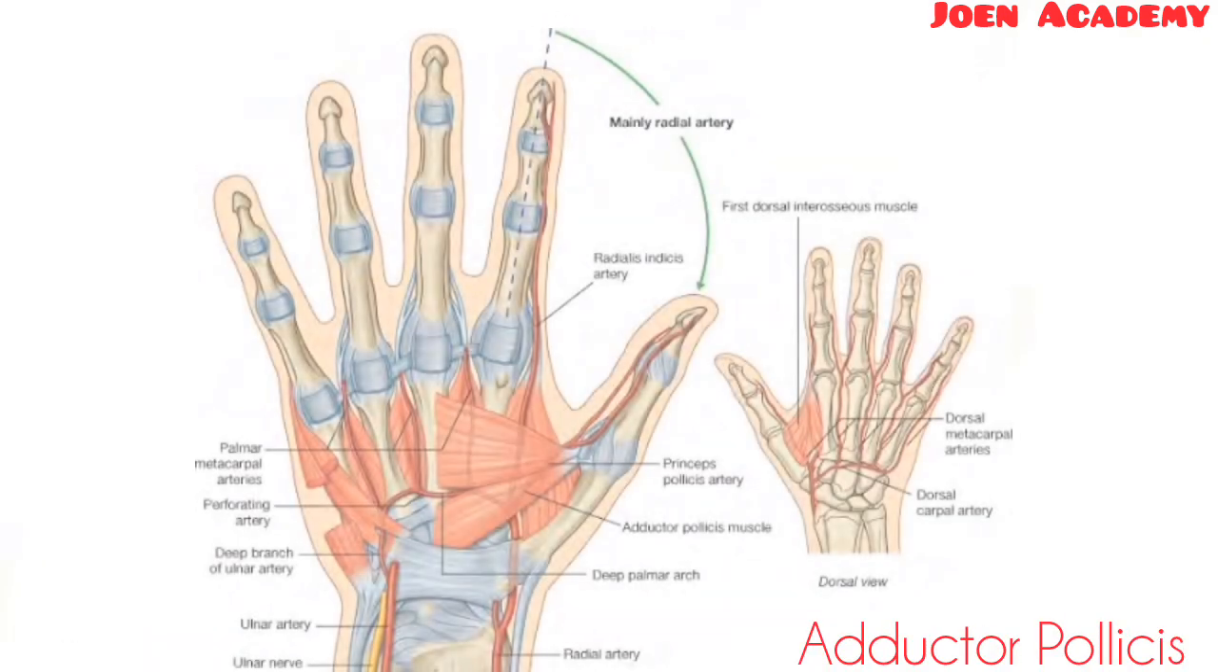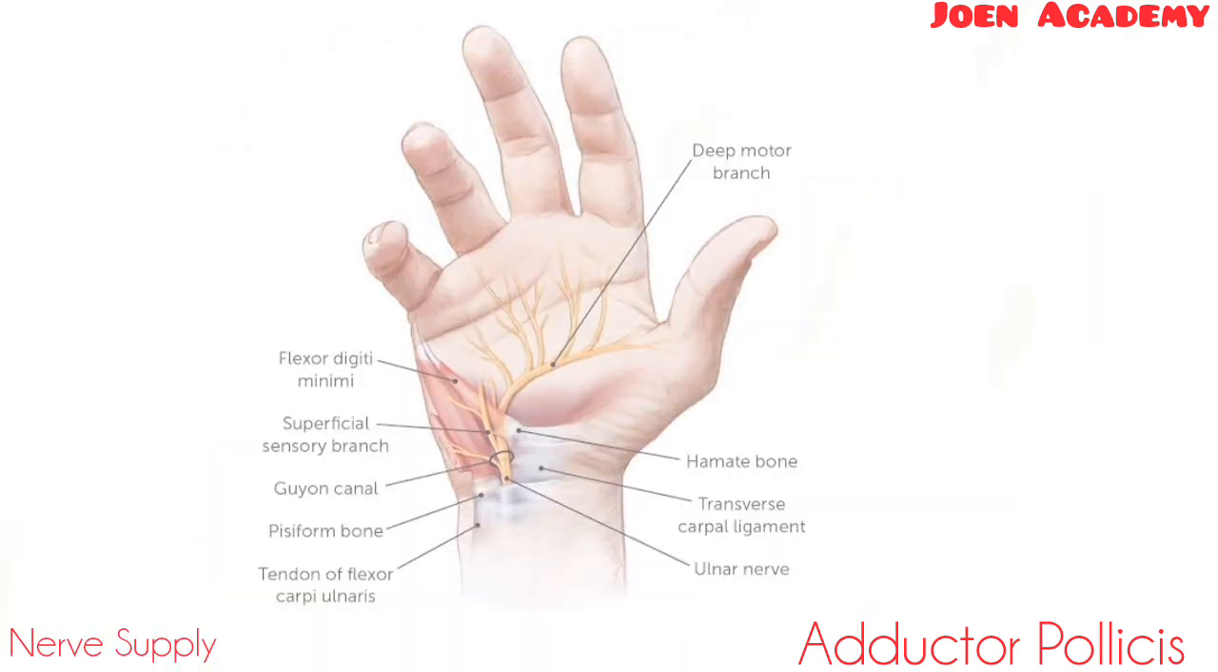The adductor pollicis is a large triangular muscle with 2 heads. The radial artery passes anteriorly through the space between the 2 heads, forming the deep palmar arch. One head originates from metacarpal 3, the other head originates from the capitate and adjacent areas of metacarpals 2 and 3. Both attach to the base of the proximal phalanx of the thumb. The action of this muscle is that it serves as an adductor of the thumb. Nerve supply is by the ulnar nerve.